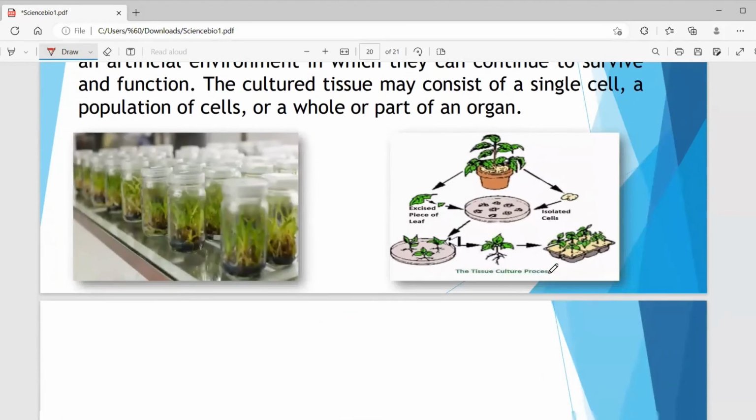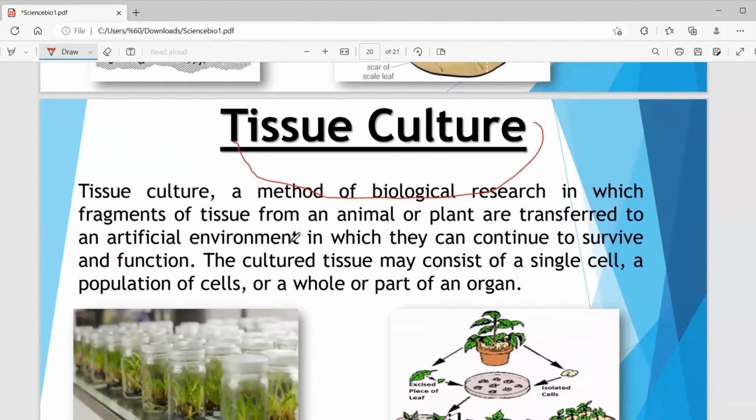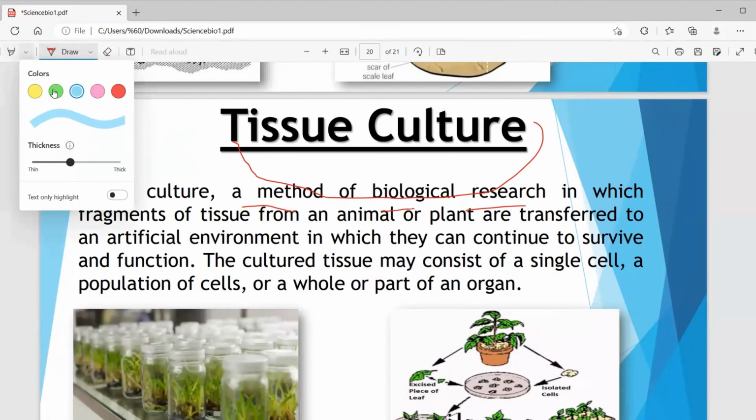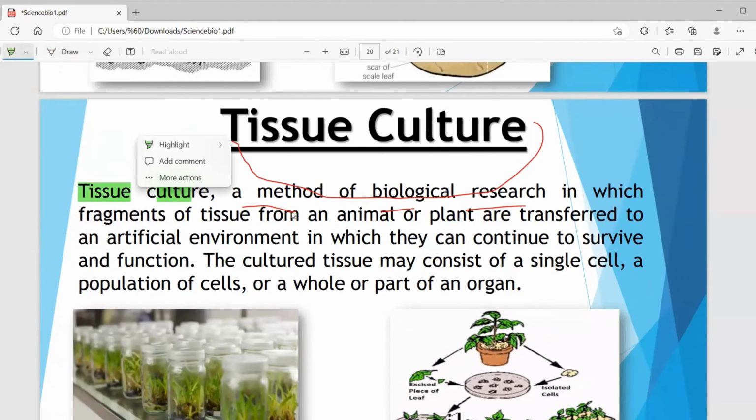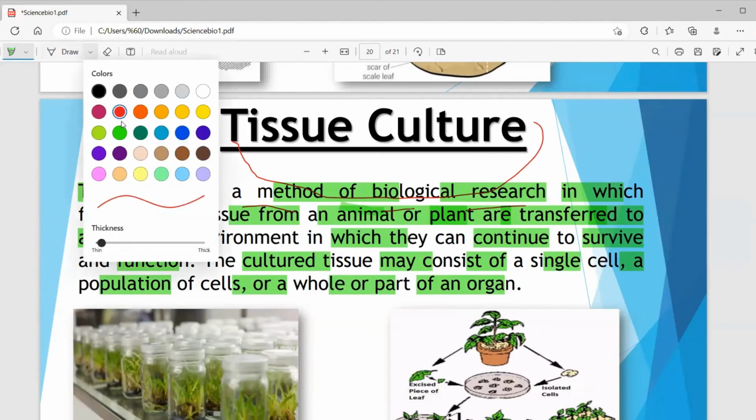Finally, I'm going to cover tissue culture. Tissue culture is very important in science. Tissue culture is a method of biological research in which a fragment of tissue from an animal or a plant is transferred to an artificial environment, where it can continue to survive and function. The cultured tissue may consist of a single cell, a population of cells, or a whole plant or organ. So that is very important.